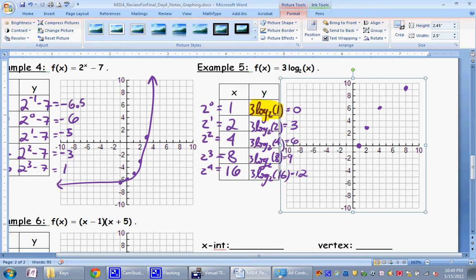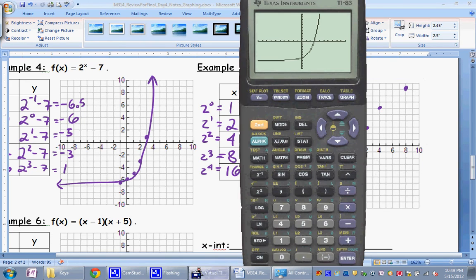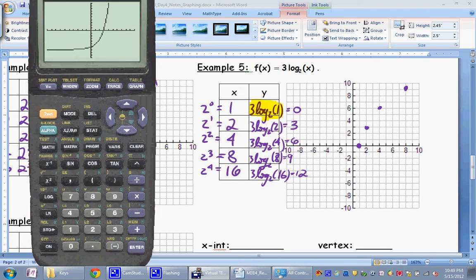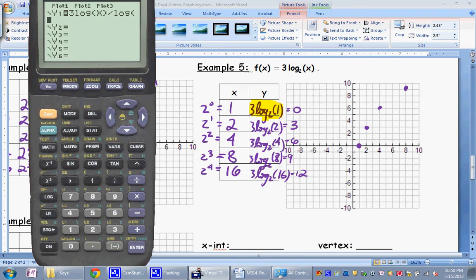Now, if looking at that set of points that are plotted is not enough to draw a good picture for you, just take that calculator of yours again, and we'll type in the equation. So go to y equals 3. Now we would like to do log base 2 of x. Unfortunately, this calculator does not have a base button. So instead, log base 2 of x needs to be described as log of x divided by log of 2. That's the change of base formula. That allows us to graph the equation.